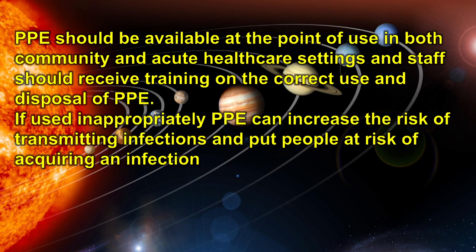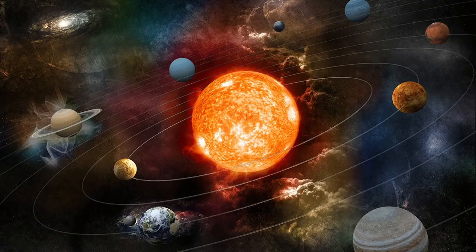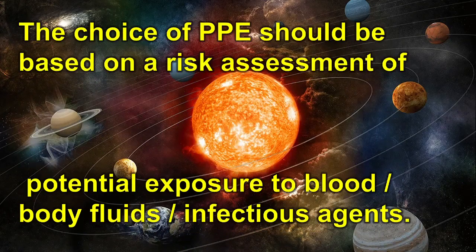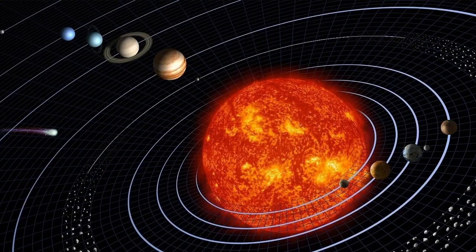PPE should be available at the point of use in both community and acute healthcare settings, and staff should receive training on the correct use and disposal of PPE. If used inappropriately, PPE can increase the risk of transmitting infections and put people at risk of acquiring an infection. The choice of PPE should be based on a risk assessment of potential exposure to blood, body fluids or infectious agents.